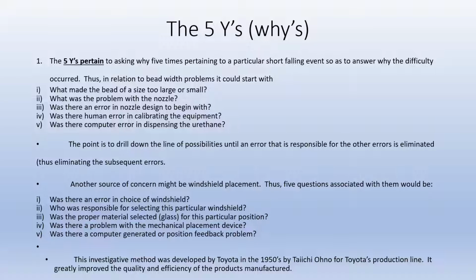Was there a problem with the mechanical placement device? Was there a computer generated or position feedback problem? Because in these systems, that's what they use, computers to get feedback. This investigative method was developed at Toyota in the 1950s by Taiichi Ohno for Toyota's production line. It greatly improved the quality and the efficiency of the products manufactured.